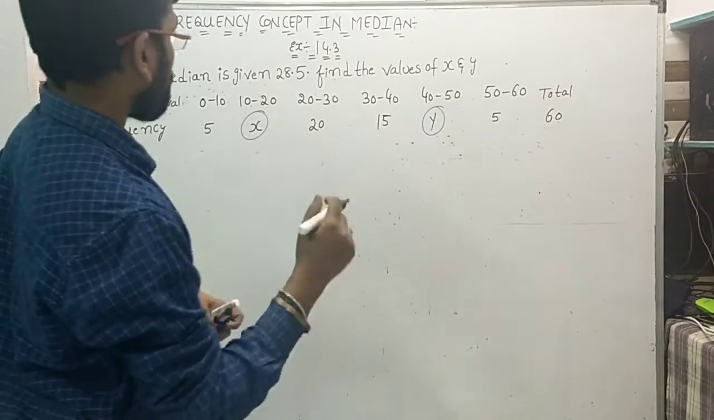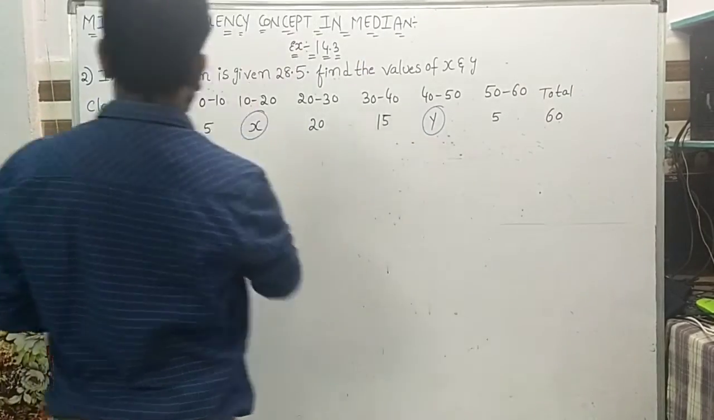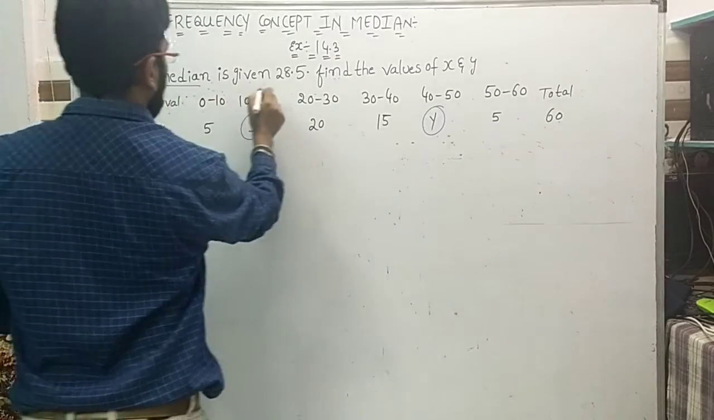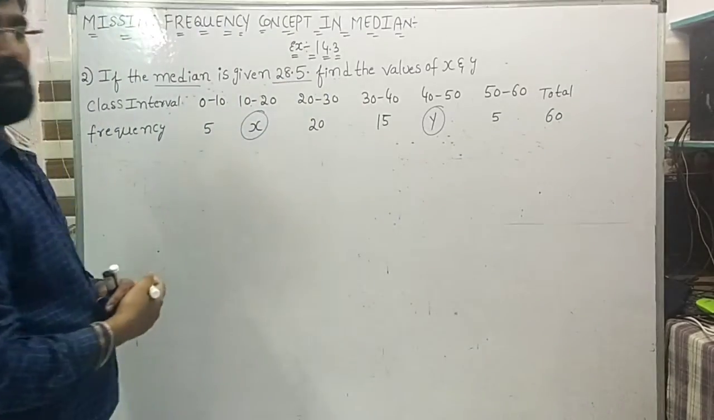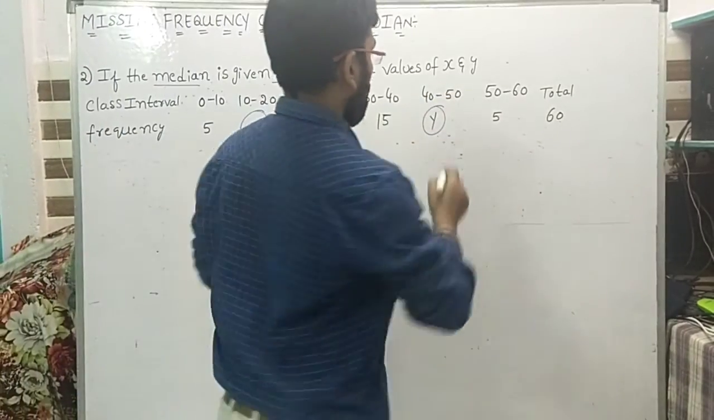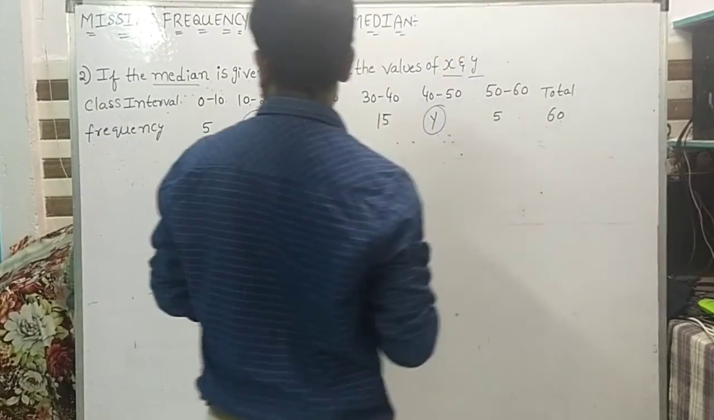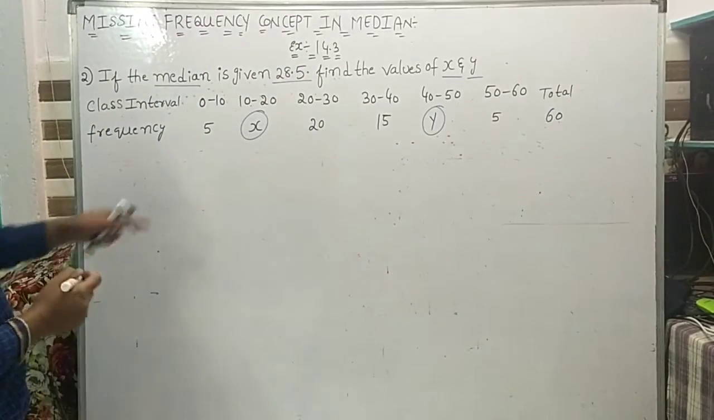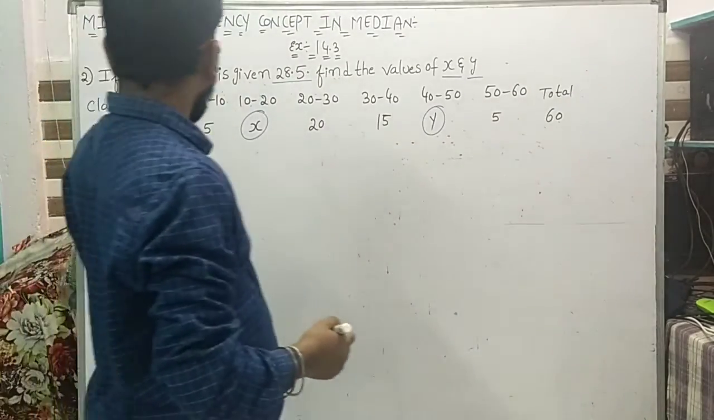In median, if the median is given as 28.5, find the value of x and y. We need to find the value of x and y. Now they have given the class intervals and the total frequency.